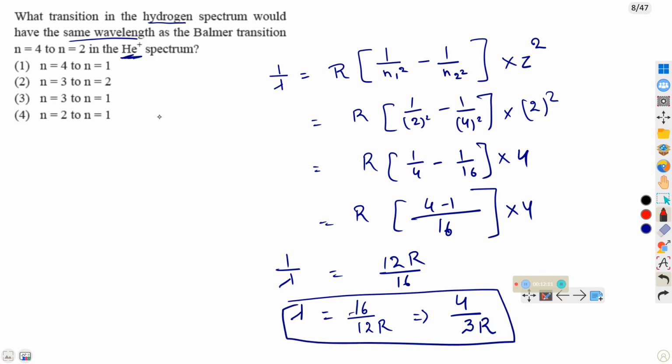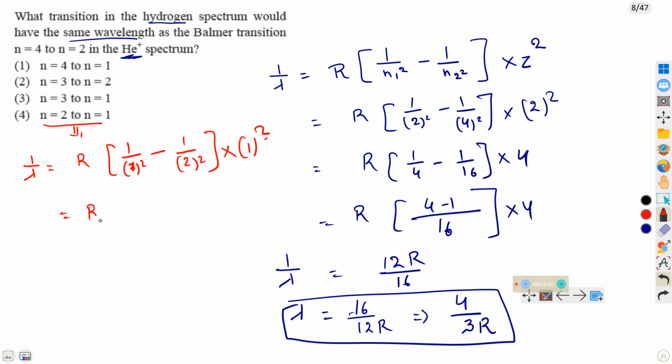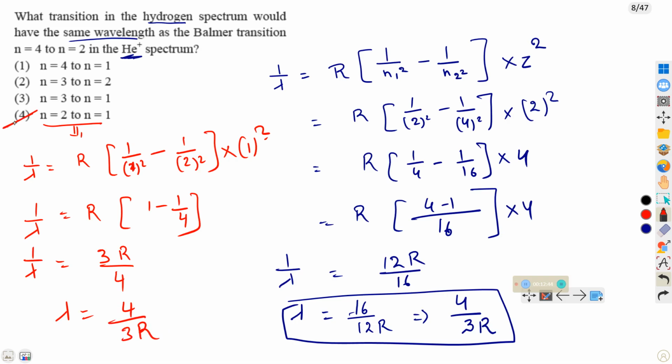Now same wavelength. You can take trial and error method. Take fourth option for hydrogen. 1 by lambda is equals to R into 1 by 1 whole square minus 1 by 2 whole square. For hydrogen atomic number is 1. Simplify. R into 1 minus 1 by 4. 1 by lambda is equals to 3R by 4. Lambda is equals to 4 by 3R. So fourth option correct.